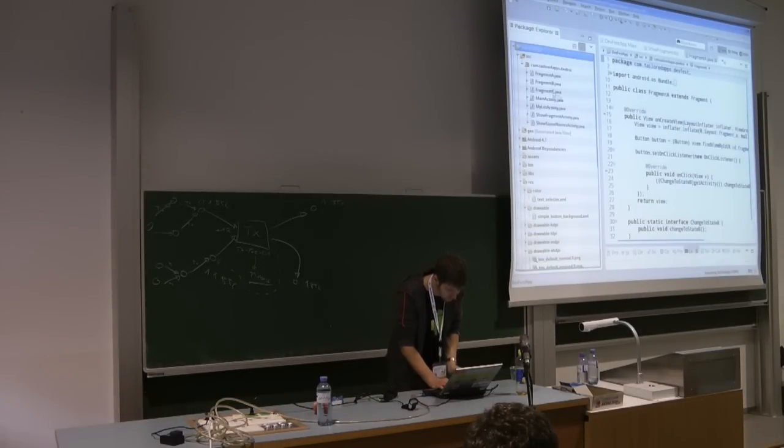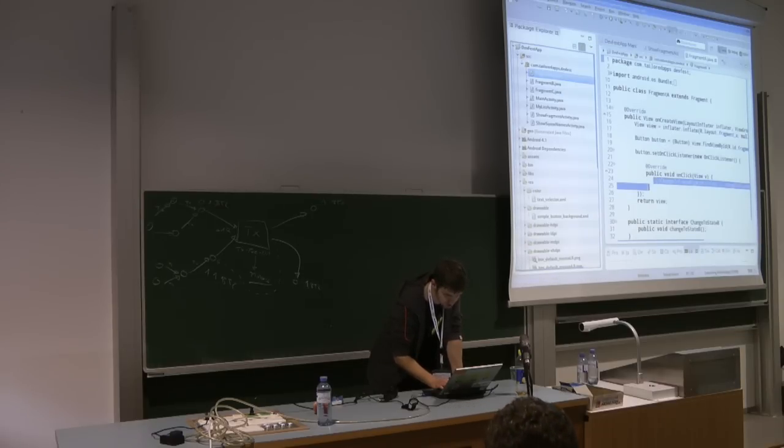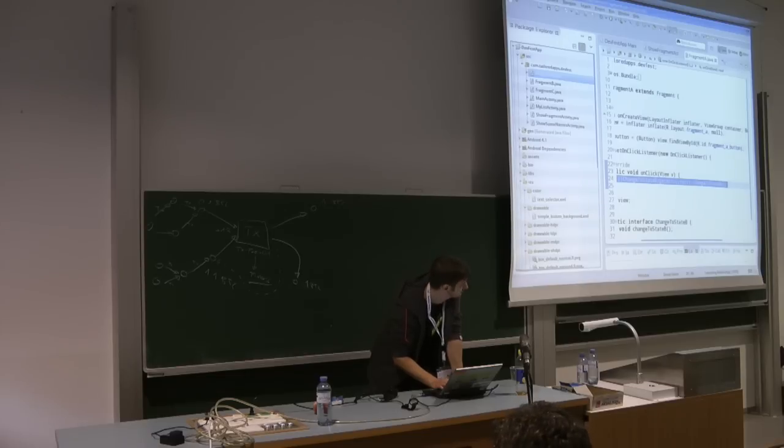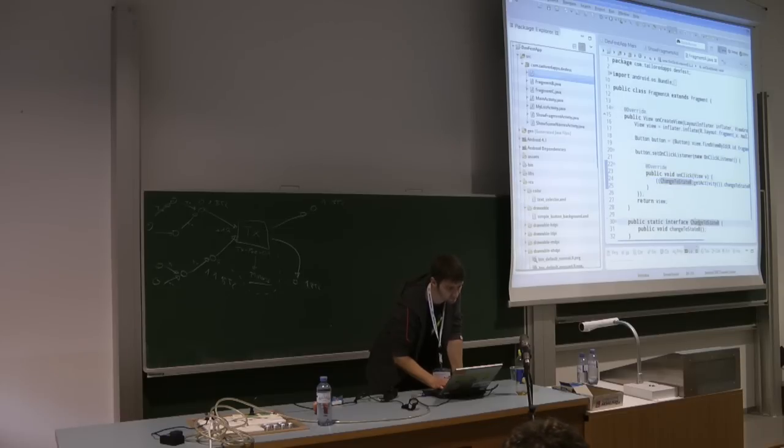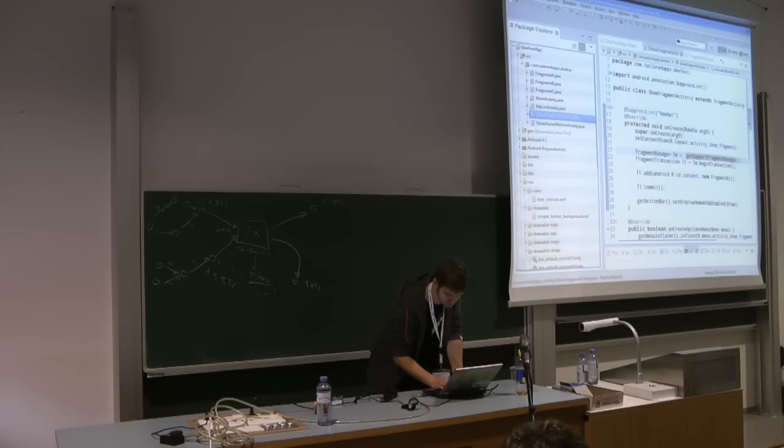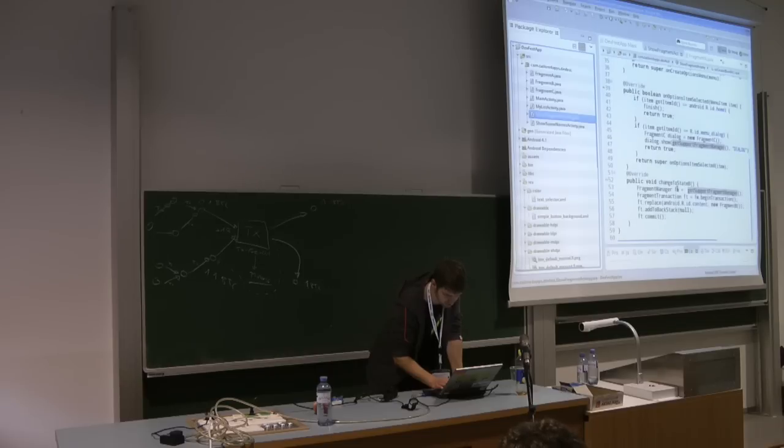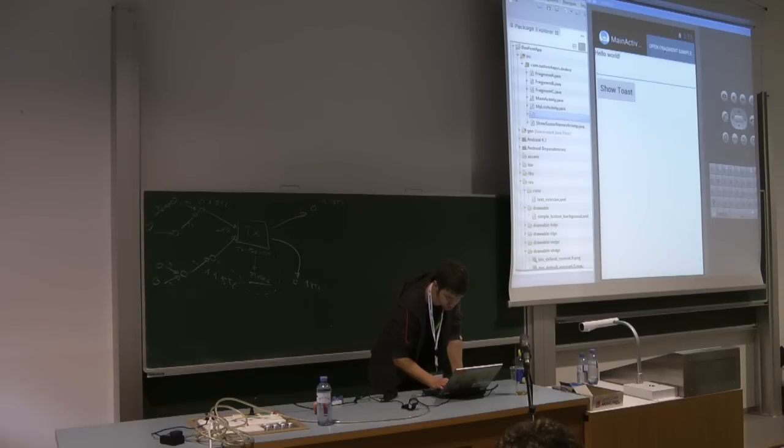So, that's just a button, and on click on this button, I will change to the second fragment. So I just have here some kind of callback to the activity. I will call the method on the activity and say change to state B. And I do basically the same. I have a transaction and replace the content with the new fragment. And so it should work.